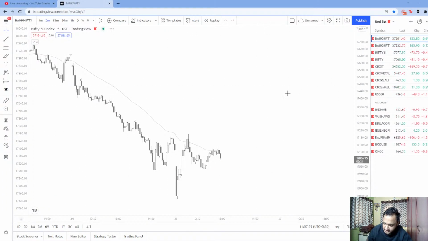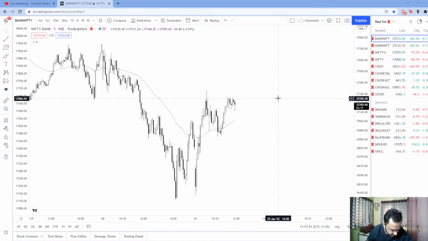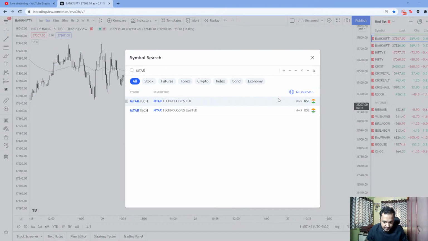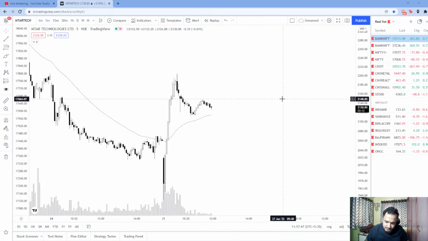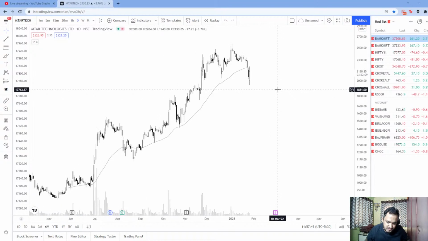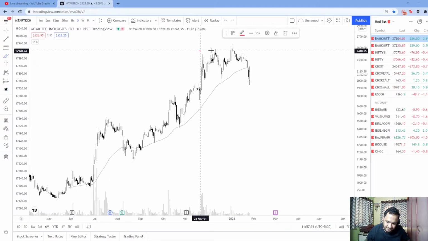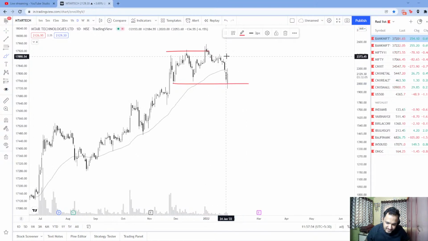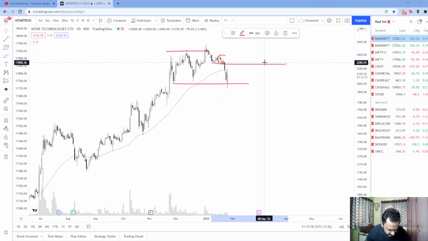Bank Nifty, I think, is leading the move. MTAR Technologies. Nothing in. The structure is good, but the supply is still not tested. So I will ignore this.